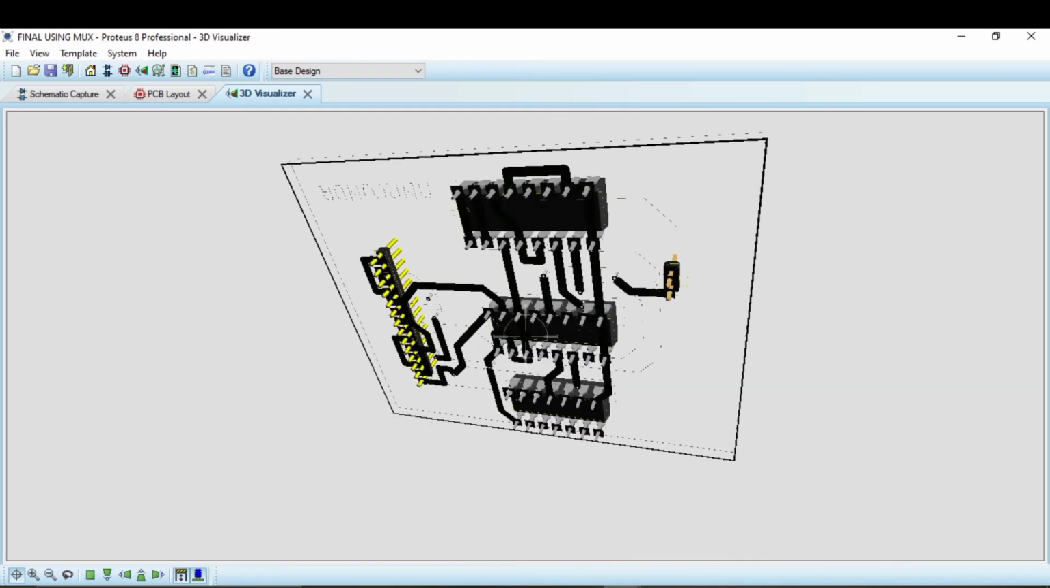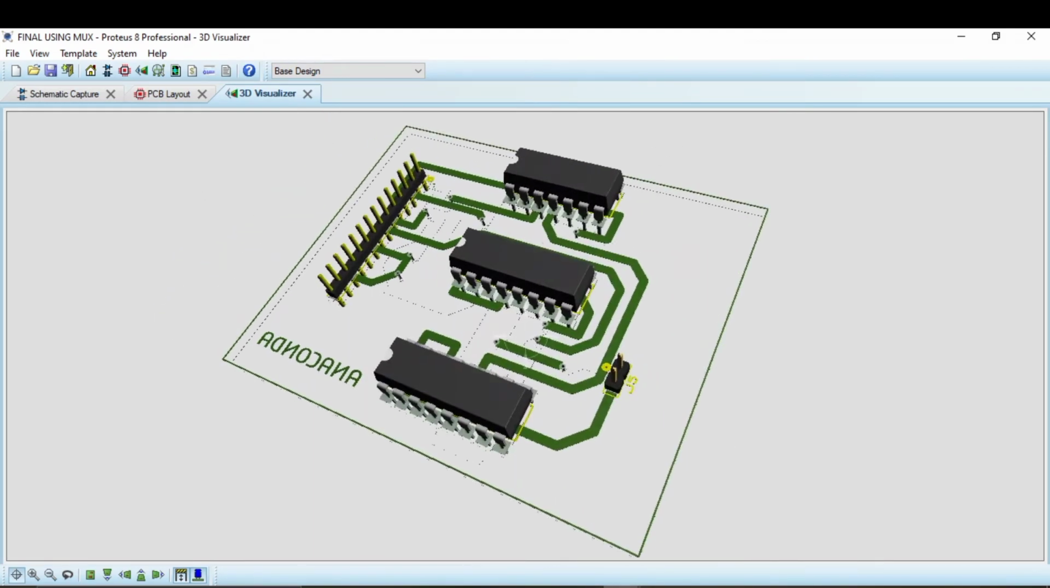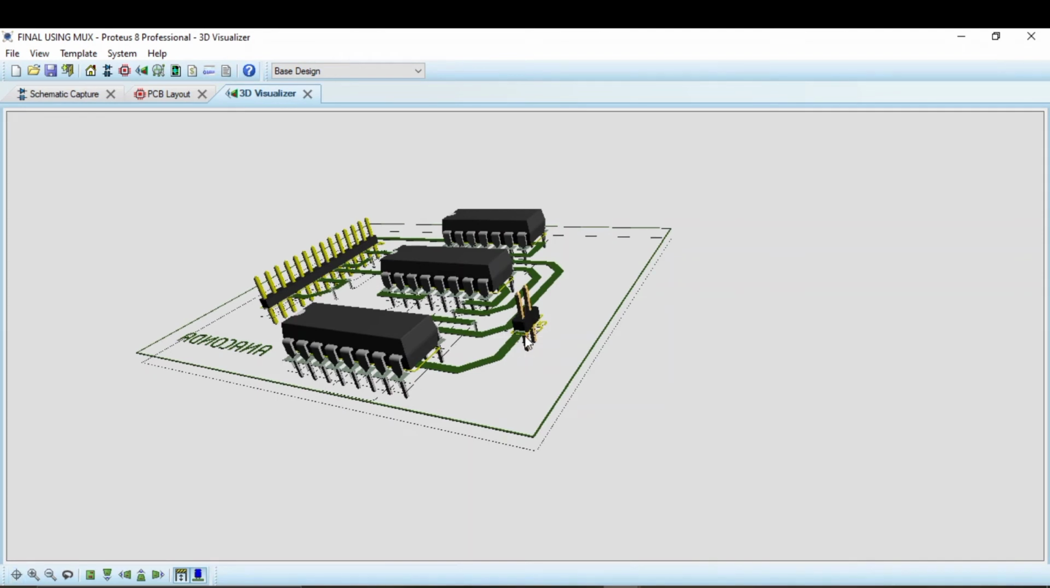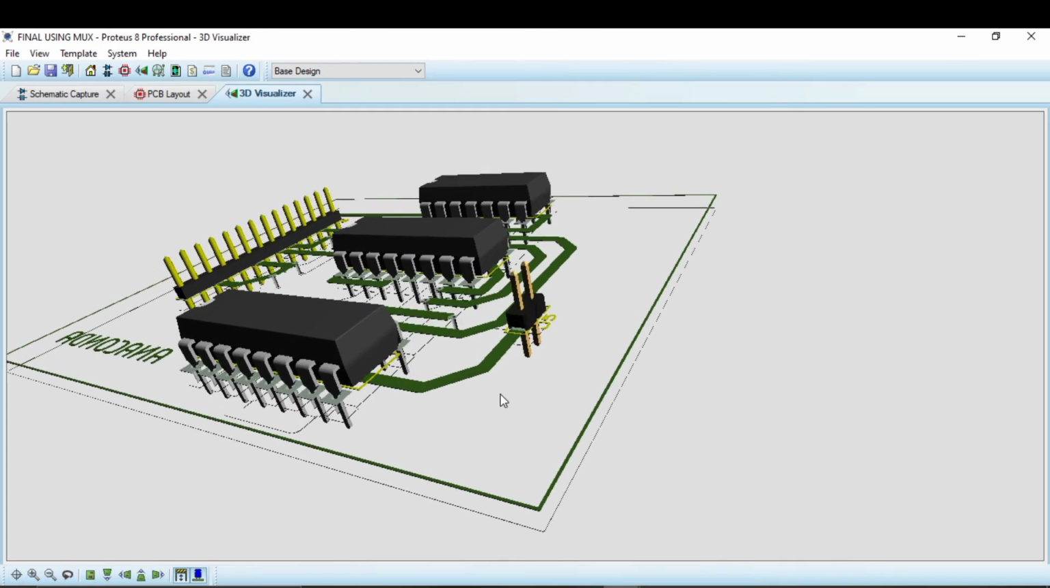Here you can see that these are the silk connectors. 2 silk connectors are connected here, and the remaining are here. So let's move on towards the implementation of this into practical life.